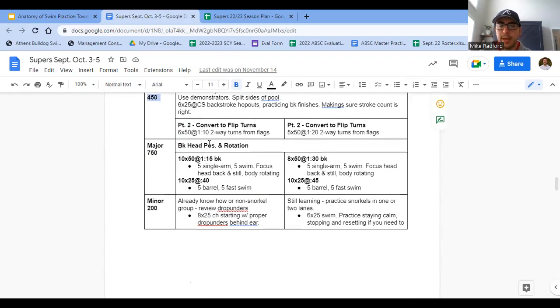The next set they did was a backstroke head position and rotation set. So they did 10 50s on a minute 15 backstroke on the A interval, 5 single arm, 5 swim, focusing on their head being still and their body rotating. There's that major technique point they were working on. After their 10 50s, they did 10 25s, 5 barrel roll drill, which is another drill that works on head position, and 5 fast swim. You see the B interval was a similar set, but just not quite as long.